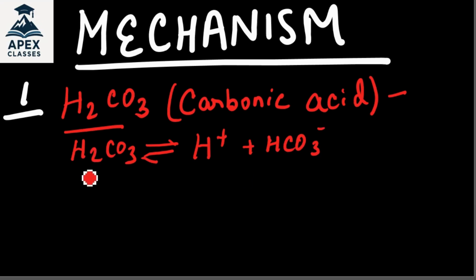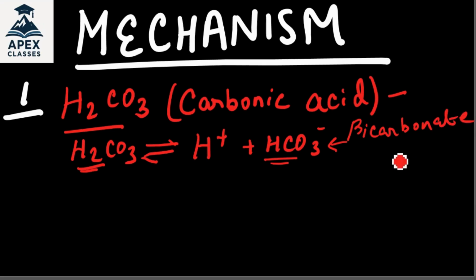Now see, this was neutral, meaning it doesn't carry any charge, no charge is seen in H2CO3. So when H plus is emitted, in order to form a neutral solution, I need a minus charge, correct? So that's how this HCO3 minus is formed, and we all know this HCO3 minus is our favorite bicarbonate ion. This is the bicarbonate ion.